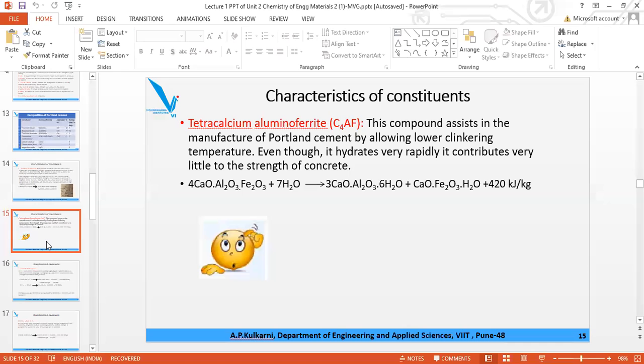Anyone will repeat? 3CaO·Al2O3 plus 6H2O gives 3CaO·Al2O3·6H2O plus 880 kilojoule of heat per kg. These reactions are either asked as fill in the blank. Either reactants will be given to you and you have to write down the product, or the product will be given to you and you have to write down the reactant.